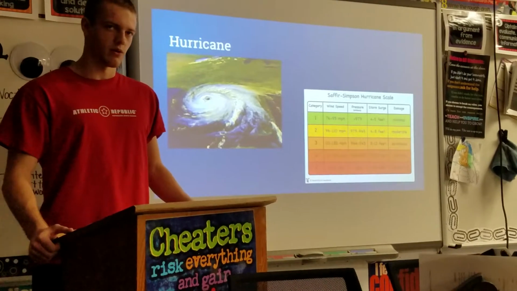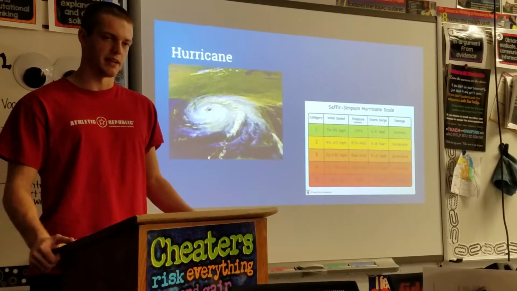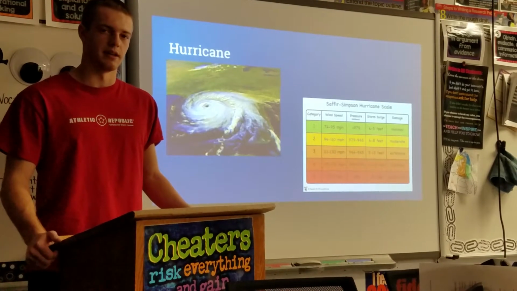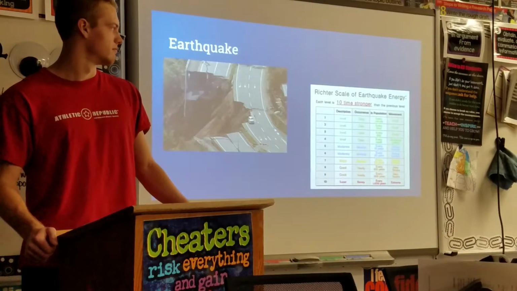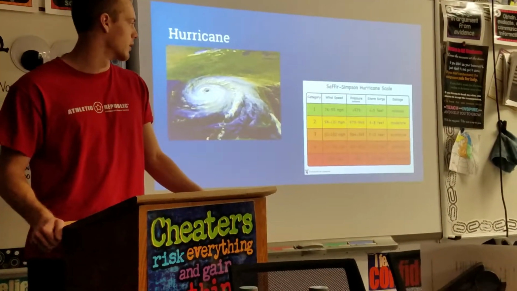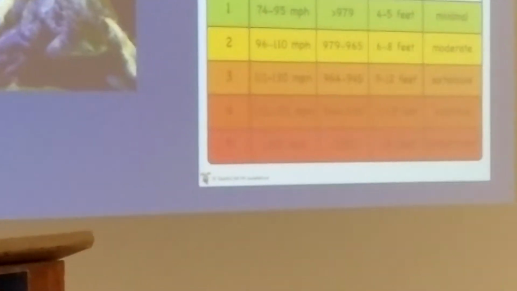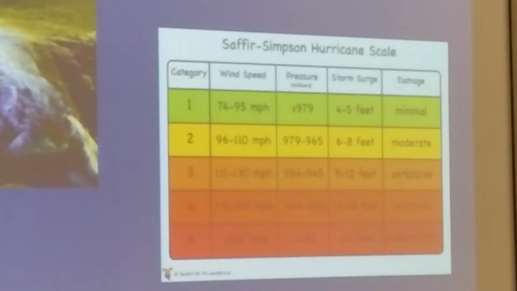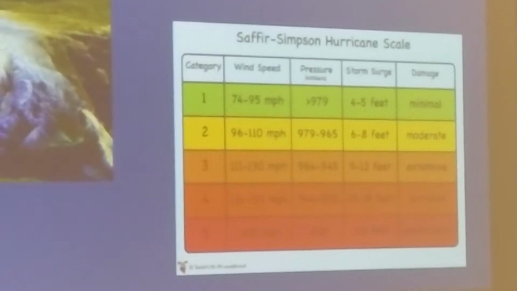Hurricanes form by the equator mostly. Above the equator, they spin counterclockwise, and below, they spin clockwise. So here, you can see hurricanes are categorized into 5 different categories as well. Instead of F, they call them Category 1, Category 2, Category 3, and so on. They're categorized by wind speed, again, pressure, storm surge, and damage.